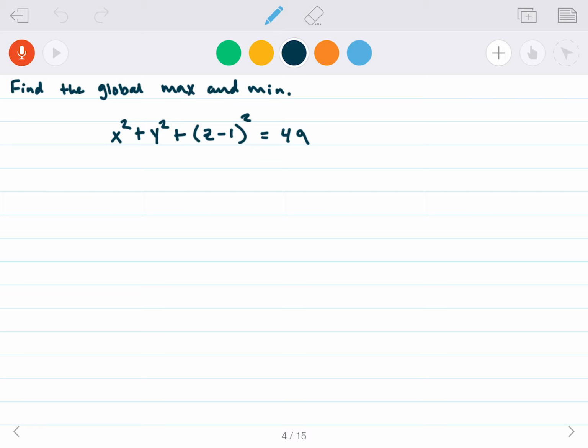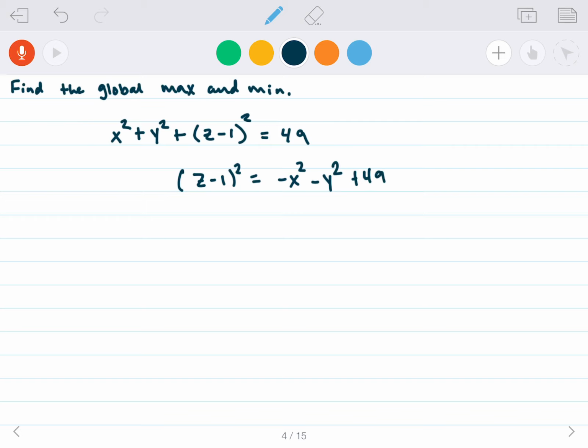I have 3 variables, x, y, and z. So the first thing I want to do is isolate z, just like you would isolate y in a function with only one independent variable. I'm going to isolate z because z depends on x and y. And to do that, I'm going to just keep my z minus 1 squared on the left side. And then I'm going to subtract over these guys to give me negative x squared minus y squared plus 49.